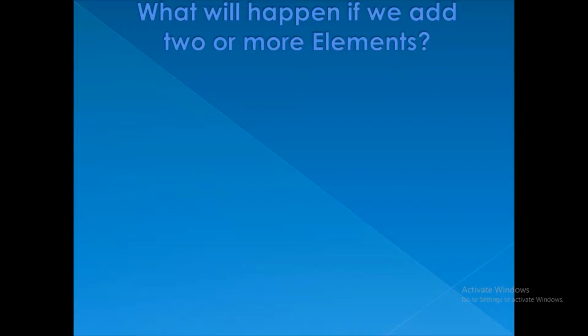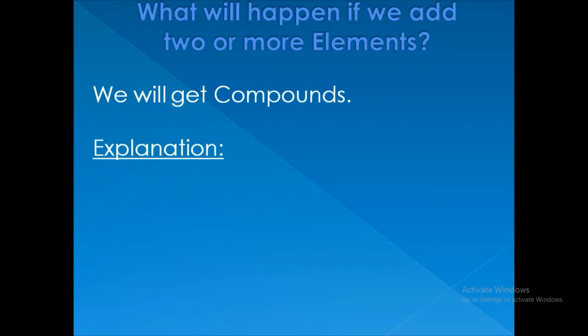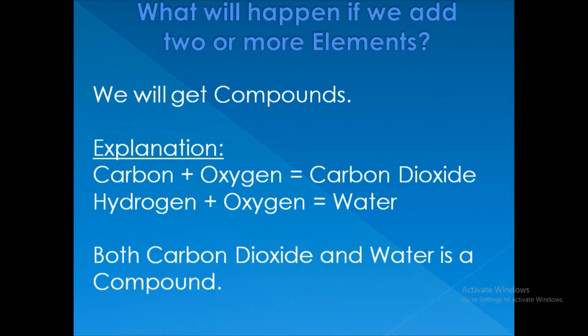What will happen if we add two or more elements? Let's see. We will get compounds. How? If we add one element, carbon, with another element, oxygen, we get carbon dioxide. Similarly, if we add hydrogen with oxygen, we get water. That means both carbon dioxide and water are compounds.